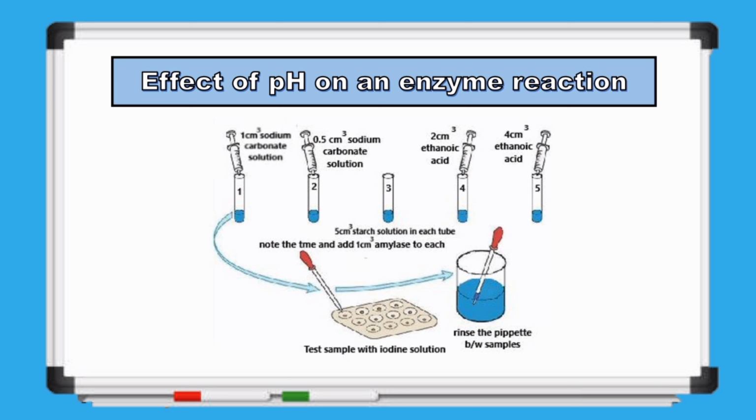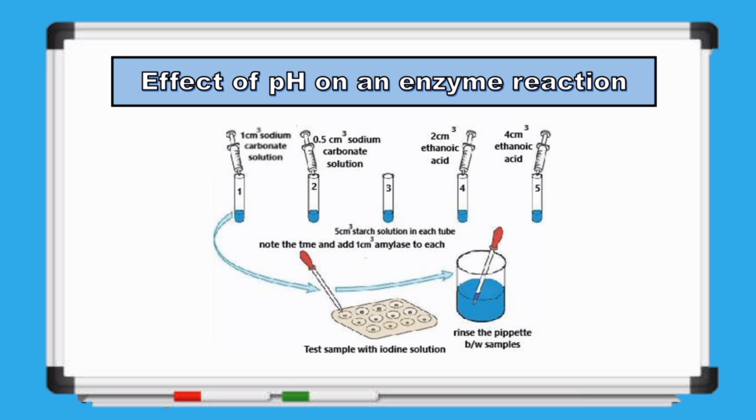In test tube 1, there is 1 cm³ of sodium carbonate solution, resulting in an alkaline pH of around 9. Test tube 2 contains 0.5 cm³ of the same solution, making it slightly alkaline with a pH between 7 and 8. Test tube 3 has no added chemicals and serves as a neutral control, with a pH of approximately 6 to 7. On the acidic side, test tube 4 contains 2 cm³ of ethanoic acid, giving it a mildly acidic pH of about 6. Finally, test tube 5 contains 4 cm³ of ethanoic acid, creating a strongly acidic condition with a pH around 3.